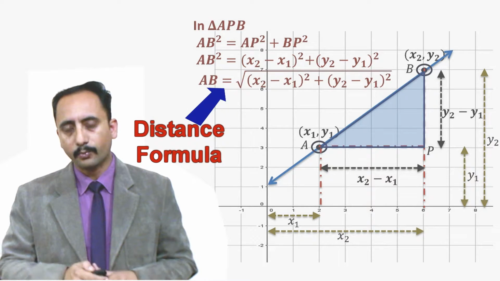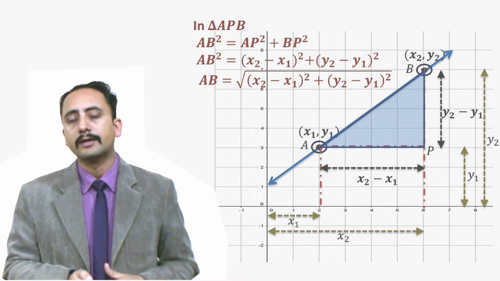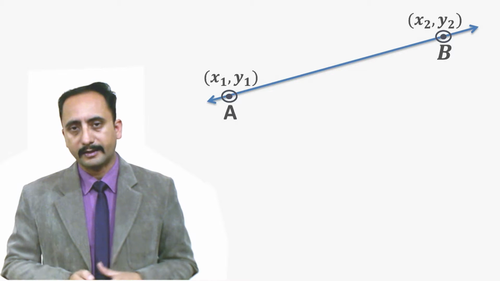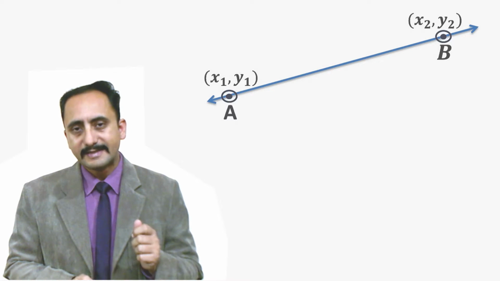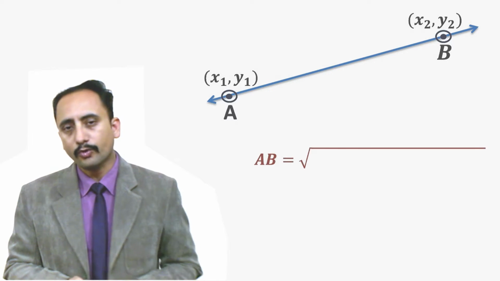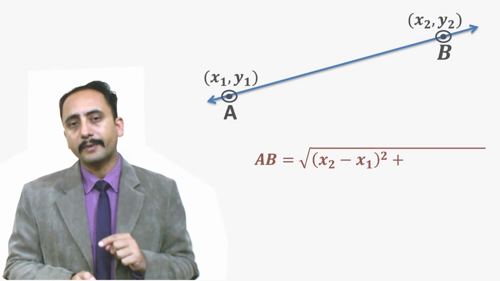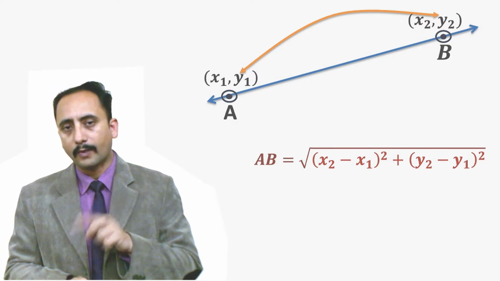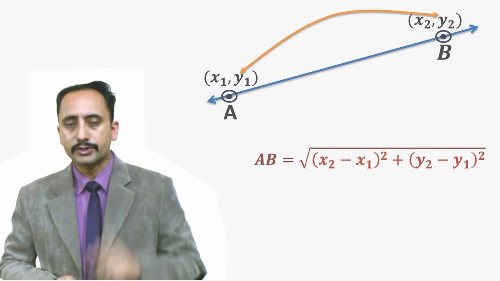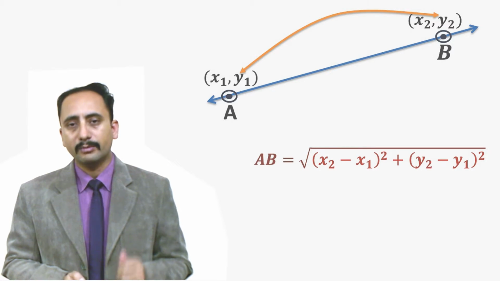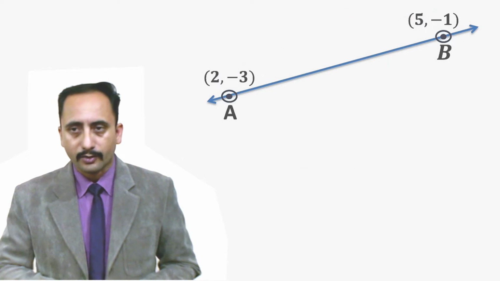Now let's quickly recap what the distance formula is, and we will try to remember the distance formula. We have 2 points again, A and B, with coordinates x1, y1 and x2, y2. The distance AB is equals to square root of (x2 minus x1) square plus (y2 minus y1) square, and hope you will remember this formula. We are going to do one question based upon the same formula. We will be finding distance between 2 points whose coordinates are given, and here is a question.